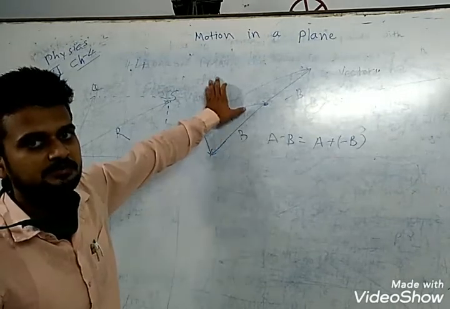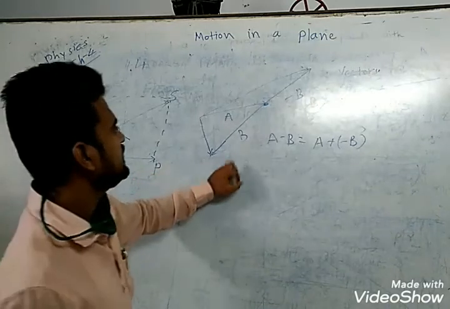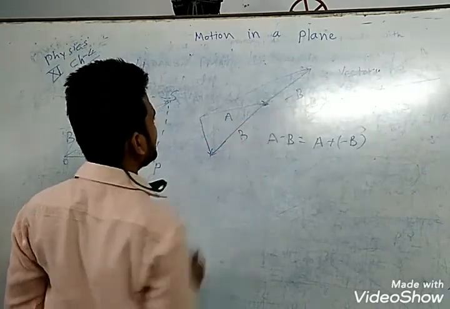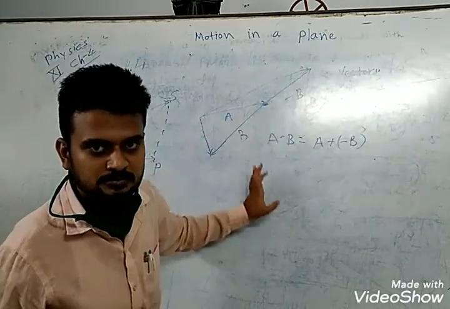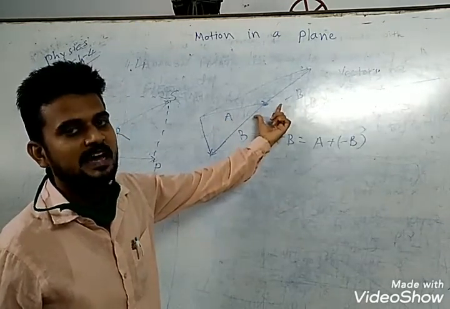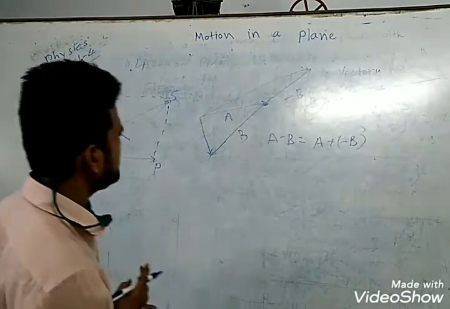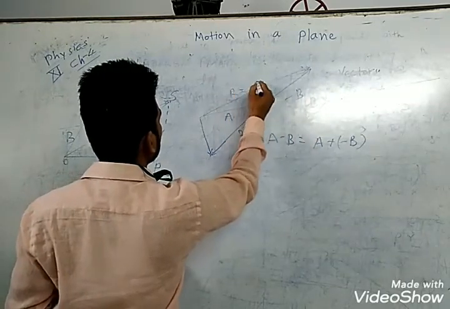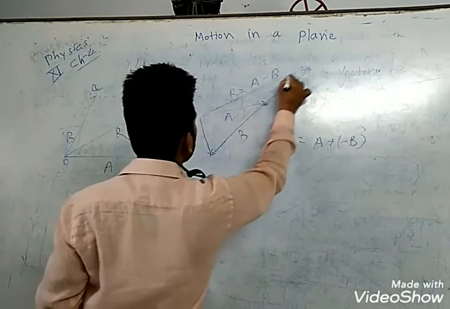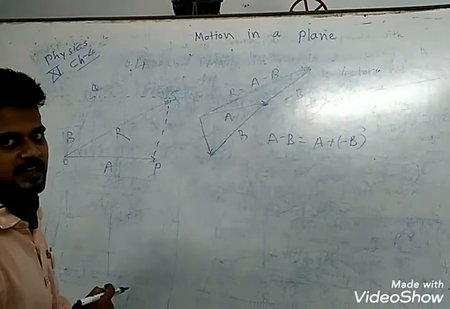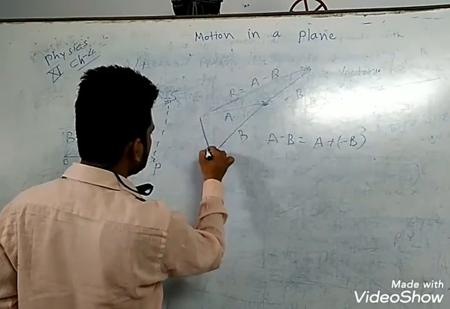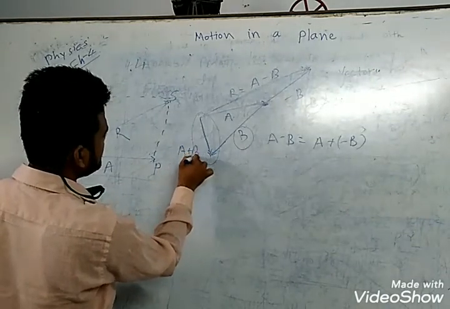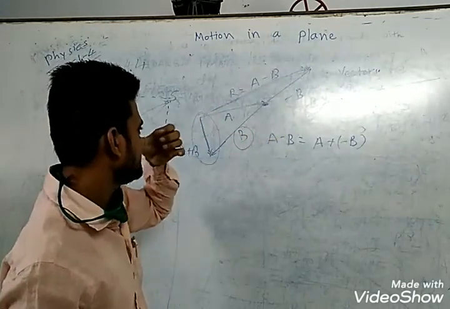Now subtraction of vectors. Here we have vector A, vector B and vector minus B, which is opposite in direction but the same in magnitude. The magnitude is the same but the direction of minus B is opposite to B. So for subtraction, the resultant is A minus B, which is the resultant of vector A and vector minus B. Whereas the resultant of vector A and vector B is A plus B.